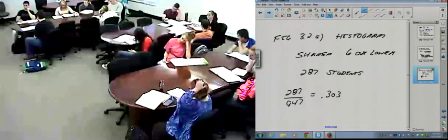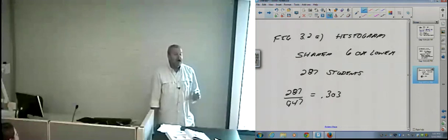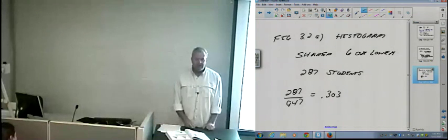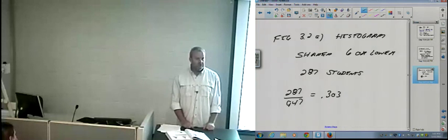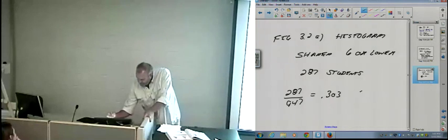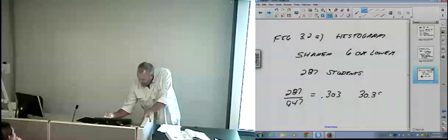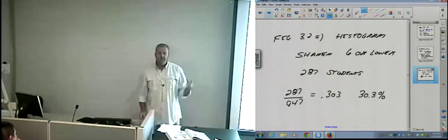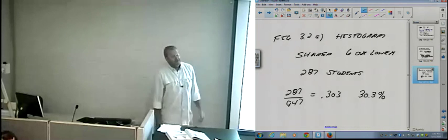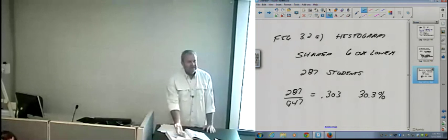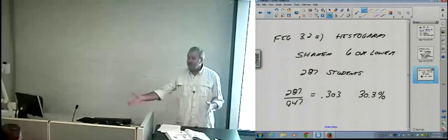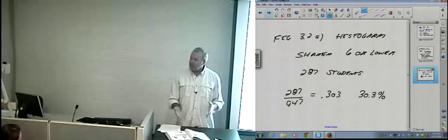Now, if I take 287, divide by 947, I get a proportion of 0.303. Now, I'm going to be honest with you. You guys don't want to hear about a proportion. People don't report proportions. What they report is a percentage. Move the decimal place to the right. If you've got a proportion, multiply by 100. What this is telling us is in this histogram, 30.3% of those 7th grade students scored 6 or lower.